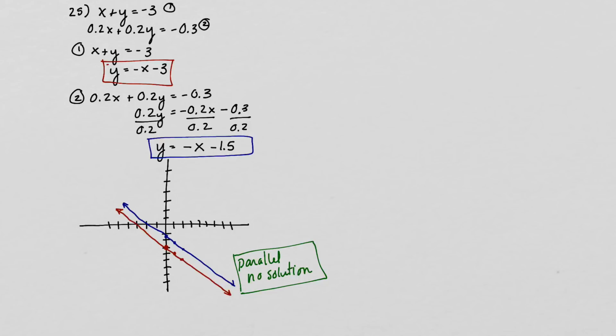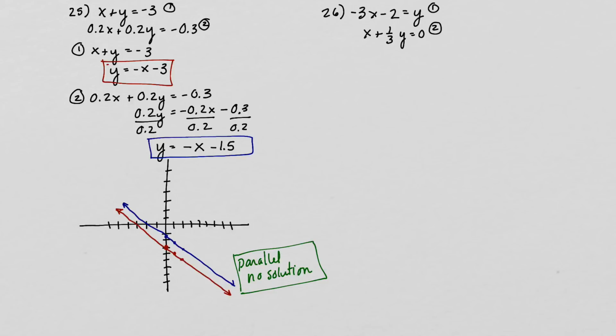Okay, one more of these. So problem number 26 gives us negative 3x minus 2 equals y, and x plus 1/3 y equals 0. So we're going to graph these two lines. Again, I first want to solve them for y.